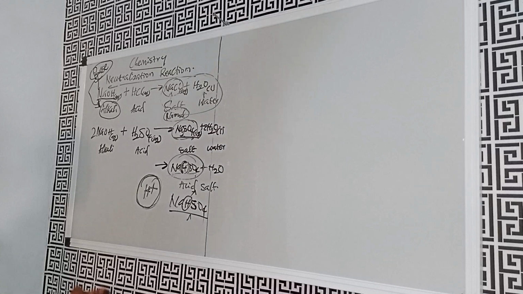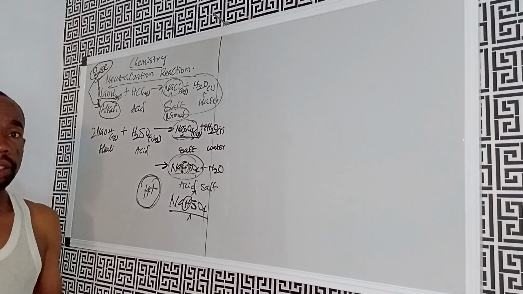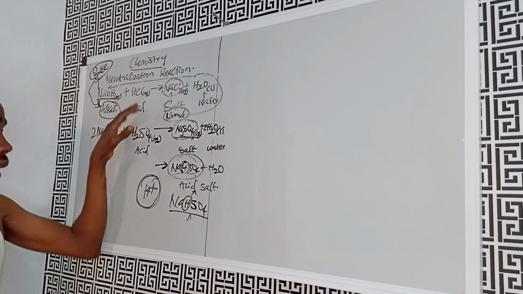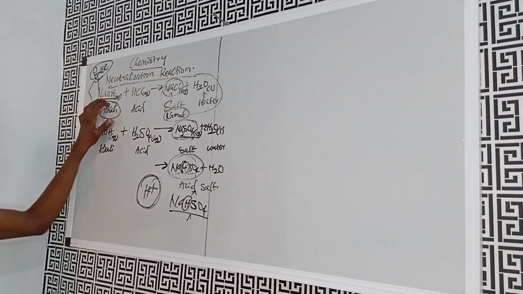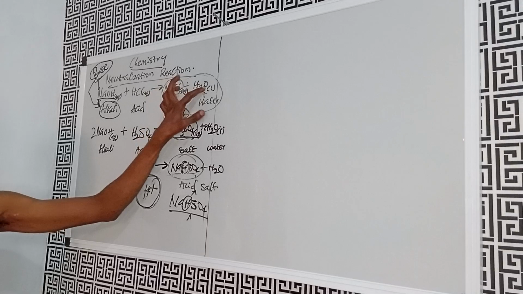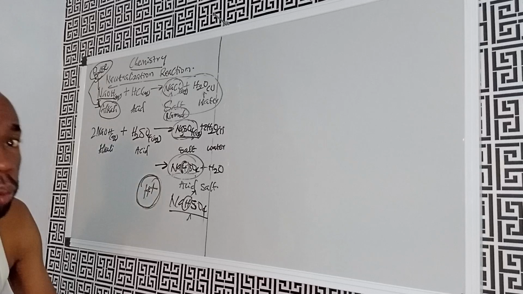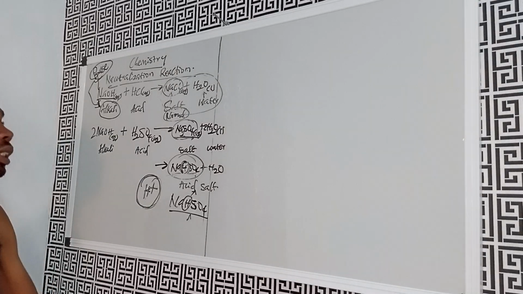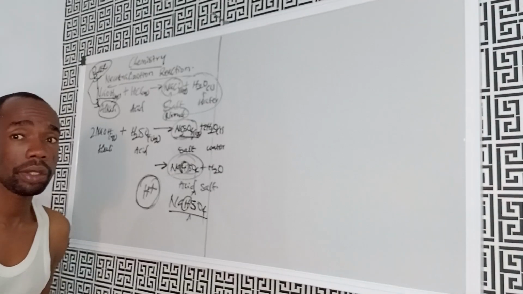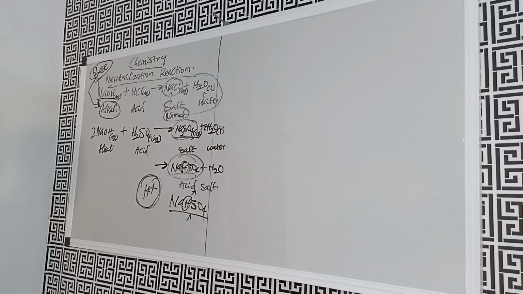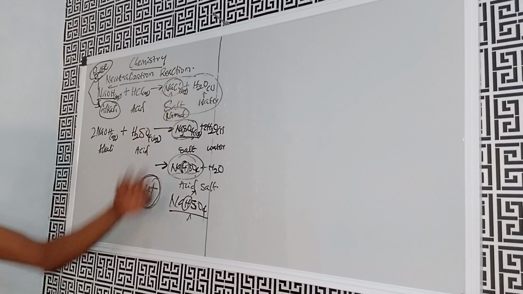So we can say that a neutralization reaction is the process by which an acid reacts with a base to form salt and water only. Only, because in a neutralization reaction only two products are formed. One is the salt and the other is the water. So when you define it, you put that word only. In neutralization reaction, you cannot see another product here.